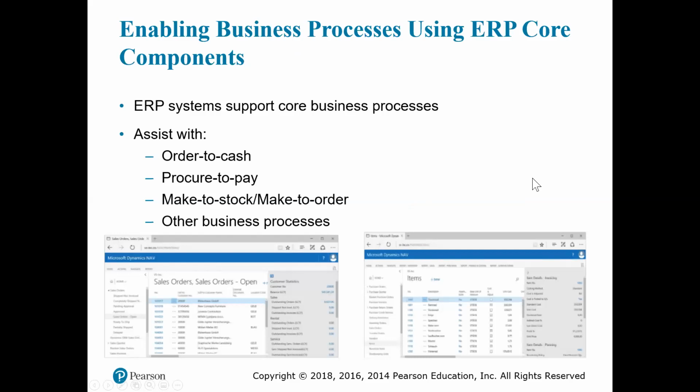ERP systems support core business processes such as order to cash, procure to pay, make to stock, and make to order processes. The ERP provides modules related to sales, warehouse, order, stock allocation, shipping, and other activity. These two figures show the interface of Microsoft Dynamics NAV, which is an ERP software.